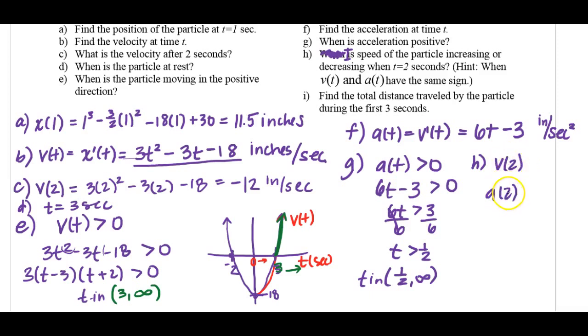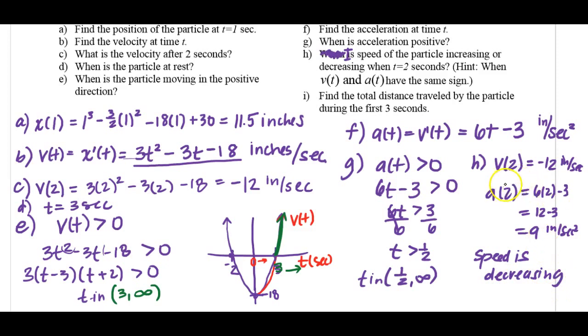If they both have the same sign, then the speed is increasing. If they have opposite signs, the speed is decreasing. So v of 2 we actually already found in part C. So v of 2 is negative 12 inches per second. And a of 2, we could, if we want, just go ahead and plug 2 into a of t. So that would give me 6 times 2 minus 3. So that's going to give me 12 minus 3, which is 9. So this is positive, so 9 inches per second squared. So velocity is negative, acceleration is positive 9, so the speed is decreasing.